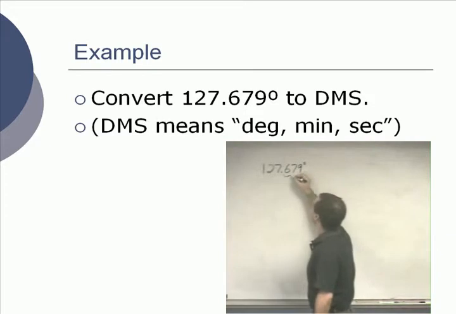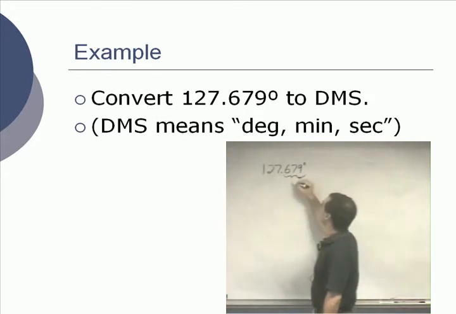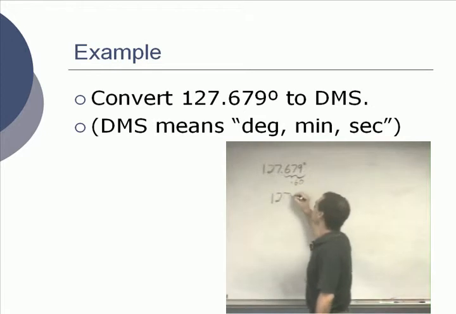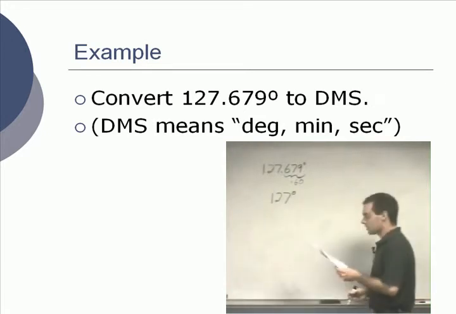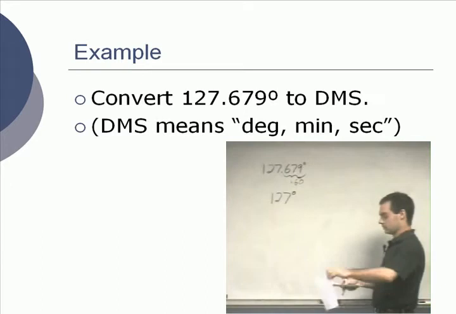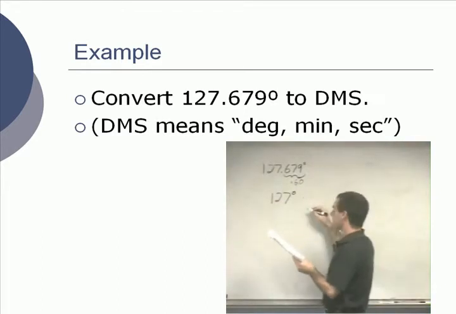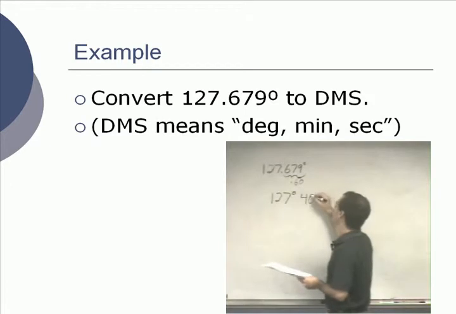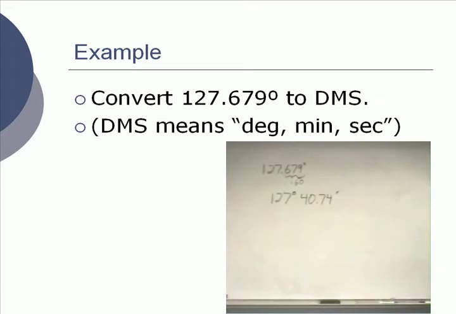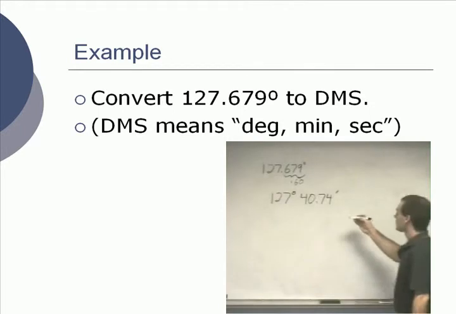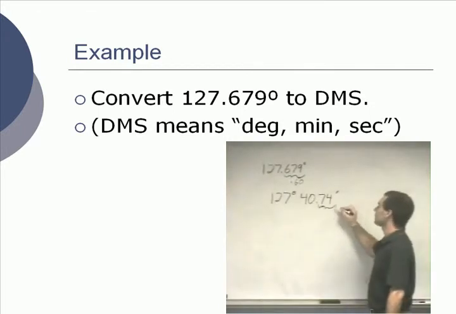First of all, we take the 0.679 and do what? Multiply it by 60, so that this becomes 127 degrees. 0.679 times 60 is 40.74 minutes. Okay? That's fine, but we want to go not into just degrees and minutes, which we've now done. We want to go into degrees, minutes, and seconds. So how do we convert this decimal part of a minute into seconds?